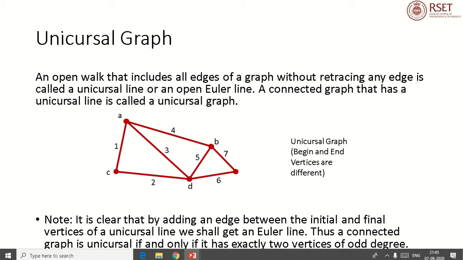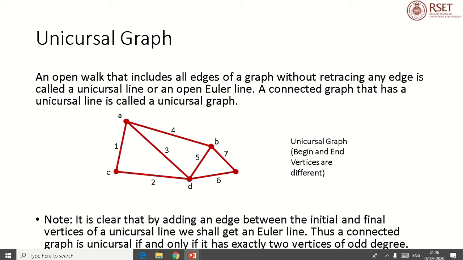See the example. If you start from A, along 1 reach C, then 2, D, 3, A, 4, B, 5, D, 6, 7, B. We start from A and reach B, passing through all the edges exactly once. This is an example of a universal graph. The beginning and end vertices are different. And see in the figure, A and B are of odd degree. A is of degree 3 and B is of degree 3.